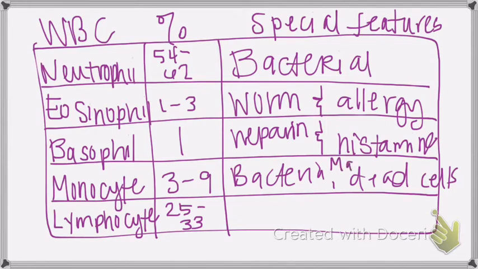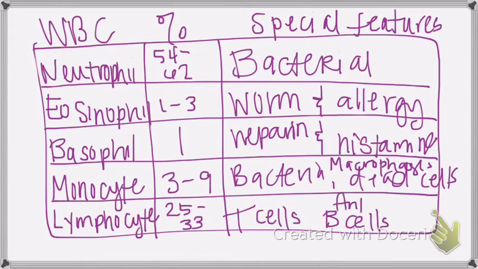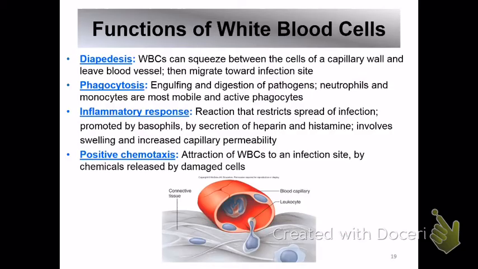Monocytes, you also want to know they become macrophages, right? And then lymphocytes, that's T cells and B cells. And B cells make antibodies. Okay, so take a second and see if you can fill that out without me. Maybe try it again on another sheet of paper. Memorize that real good. And then move on.